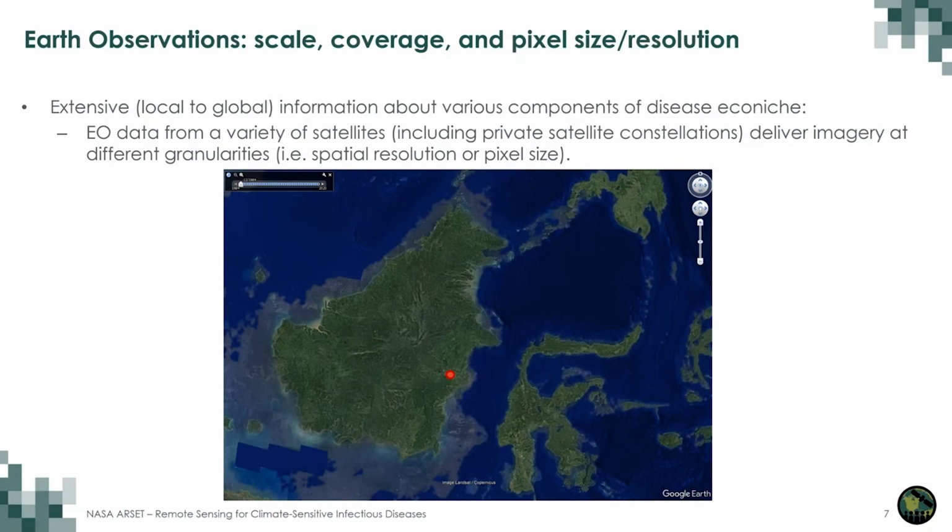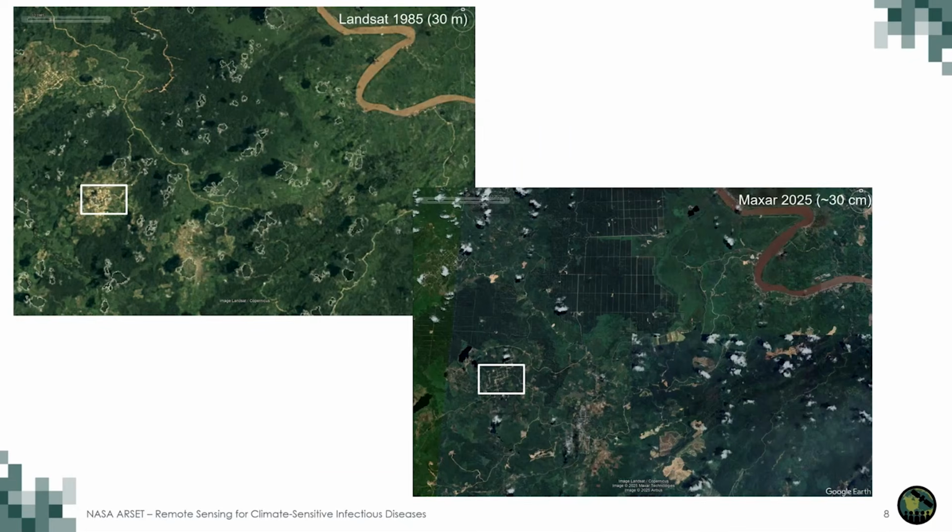So here you see the island of Kalimantan in Indonesia, and we can see the entire island all together at the same time. We can see nearly the entire globe at the same time, or at least daily, using different satellite constellations. But if we zoom in to the area where you see that red circle, that area is very small comparatively, we can see different levels of resolution. The one that you see in the upper left corner is the Landsat image from 1985. It goes back that far.